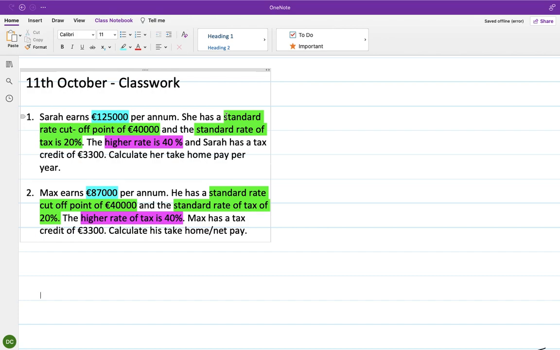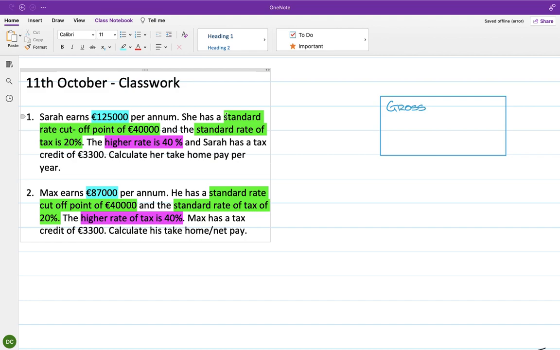Sarah earns €125,000. Sarah is a high earner. Wait, does it make a difference how much? Does it make a difference on how much money they make a year? No. Well, the more they make, the more tax they have to pay.